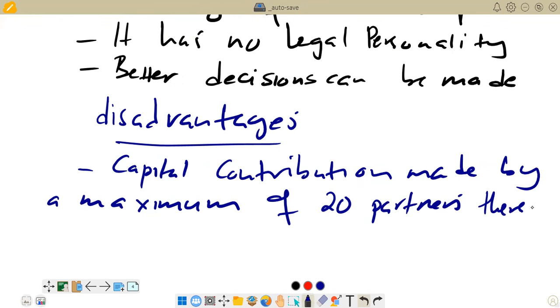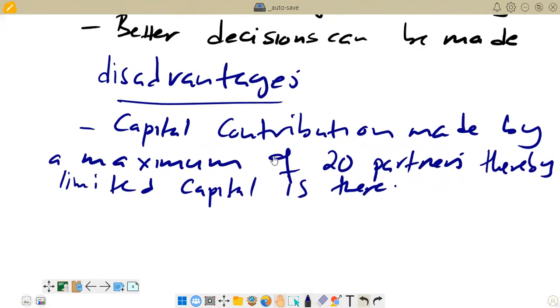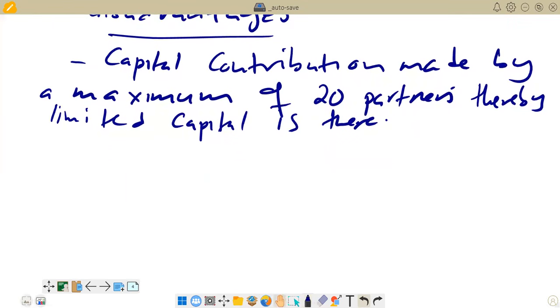Thereby it shows that there is a limitation there. Thereby limited capital. Thereby we've got limited capital. So this becomes one of the disadvantages. Then you can try to look for another one. Right, on the other disadvantage that we have there, we can try to see.